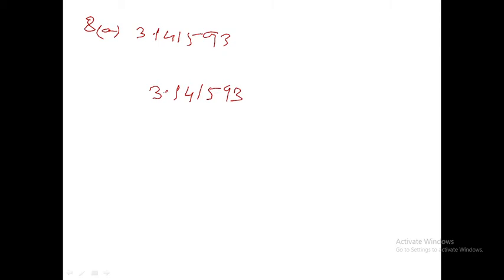Here the decimal is after 3, so from the decimal on both sides, right hand side also, left hand side also, we have to make pairing. Pairing will start from the decimal point. The first pair will be 14, second pair 15, third pair 93, and before the decimal there is only one digit, so no need of pairing here.